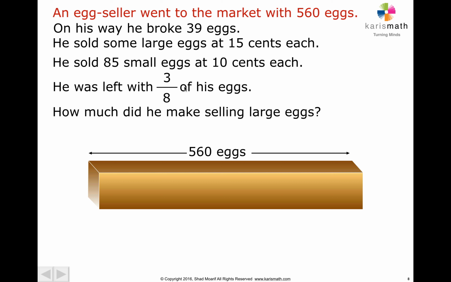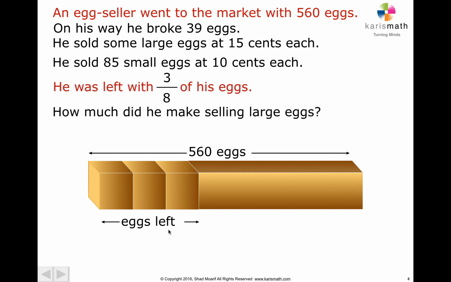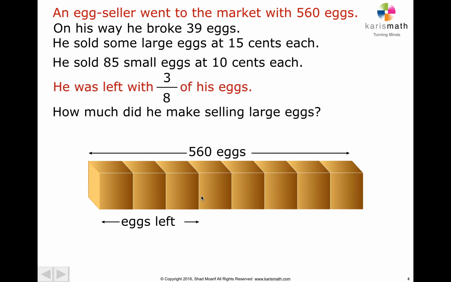And then he was left with 3/8 of his eggs. You can use this information. He was left with 3/8 of his eggs. Now that's interesting. If I break this whole thing into 8 equal parts, then 3 of those parts is what he's left with. Okay, now that's interesting because then I know this whole thing's been broken up into 8s.